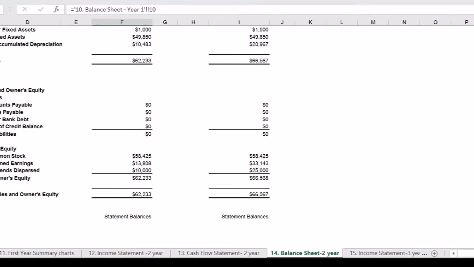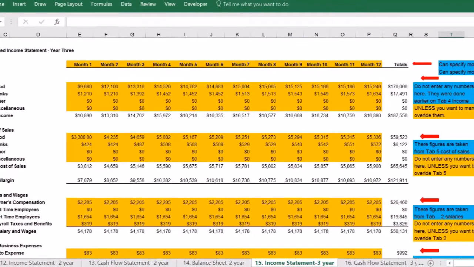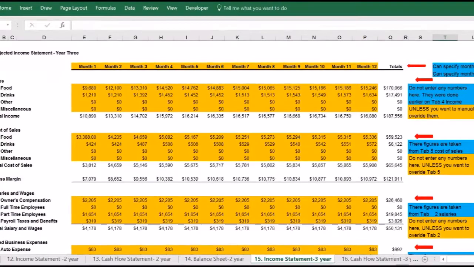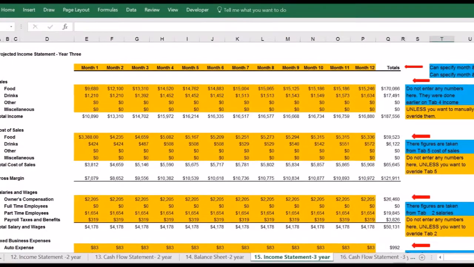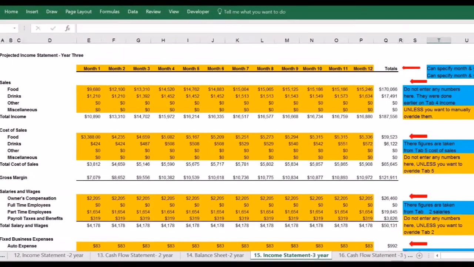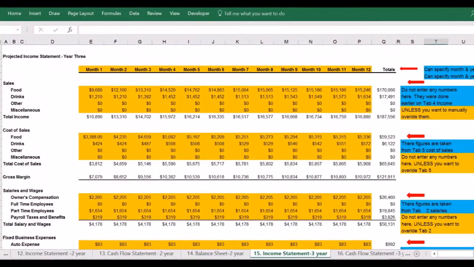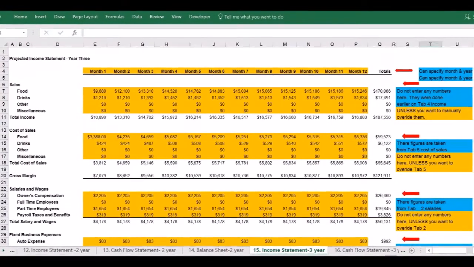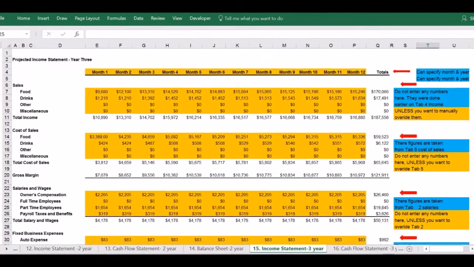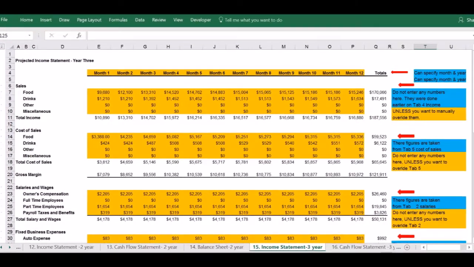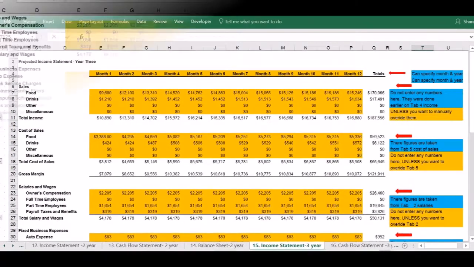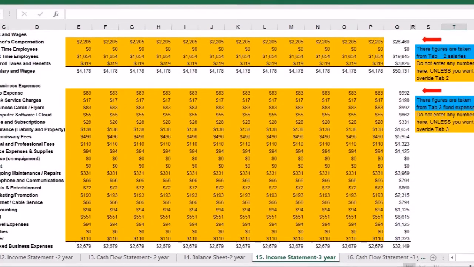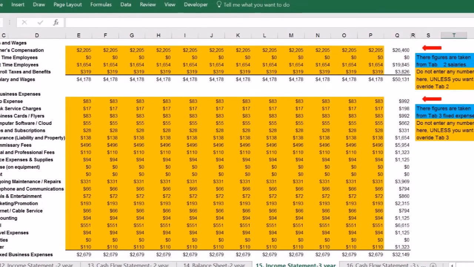The next tab is the third year income statement monthly. Like the first and second year, there are no yellow cells here, so there is no requirement to enter numbers. If you want to use the numbers that are already here and calculated based on the shortcut tabs in the beginning of the workbook, then just leave the sheet alone. If you would like to manually adjust the numbers, then enter your requirements in the yellow cells.